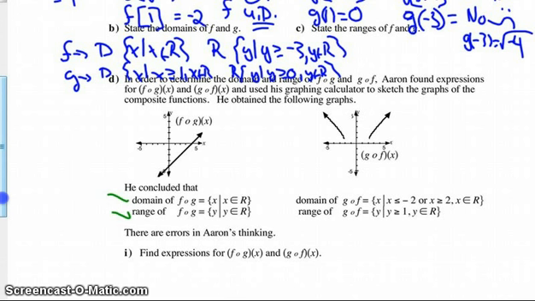Now that's partly because his calculator maybe wasn't set right? But that can happen, right? There are errors in his thinking.